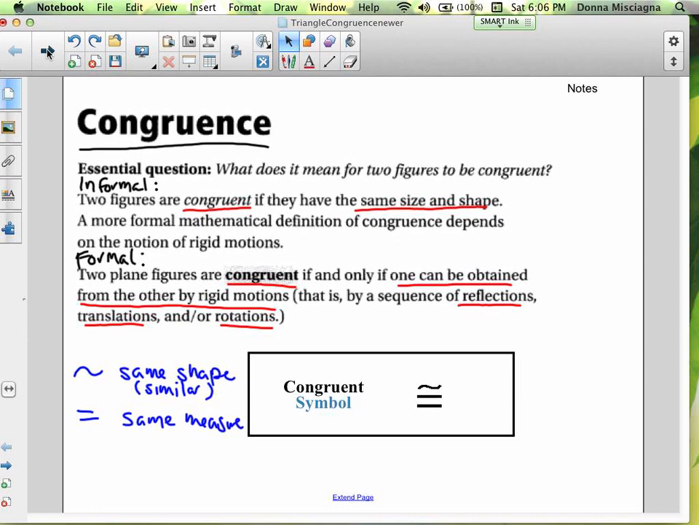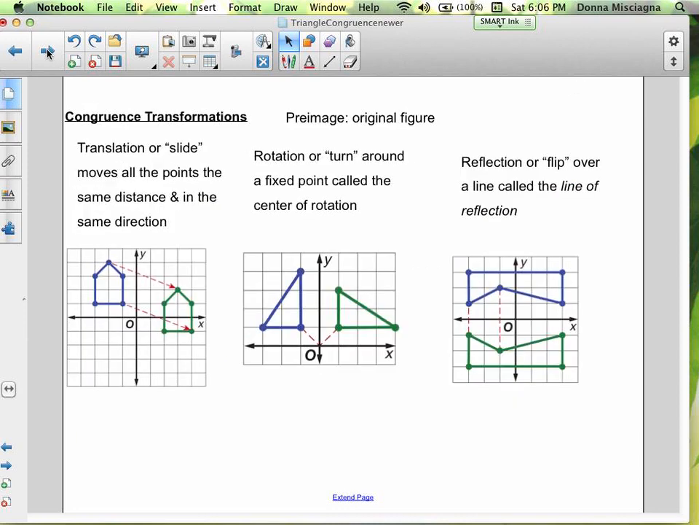And just waiting for the page to turn. And there it goes. All right, so our congruence transformations: the pre-image is, of course, our original figure. And as the name implies, with congruence transformations, our figures are congruent. So we have a translation or a slide, which moves all the points the same distance in the same direction. Slide is just sort of a description. Translation is the correct name.